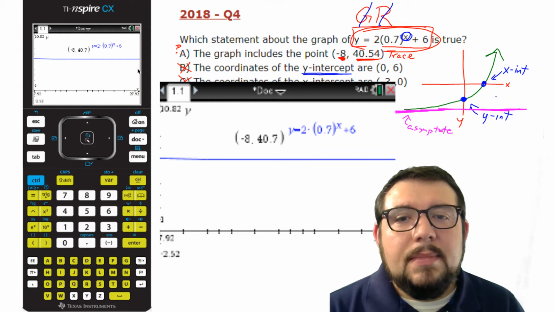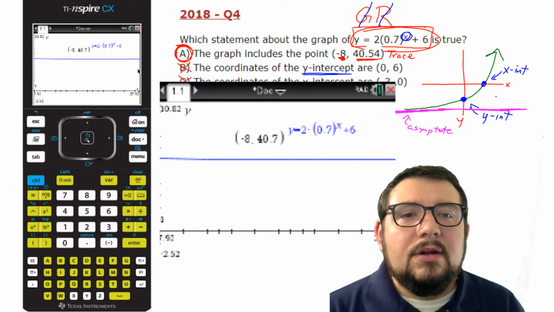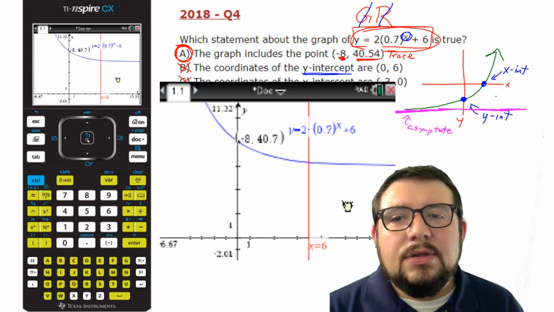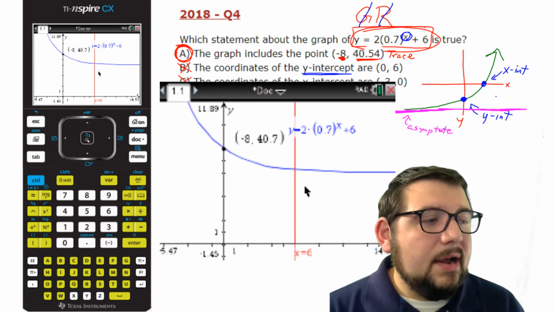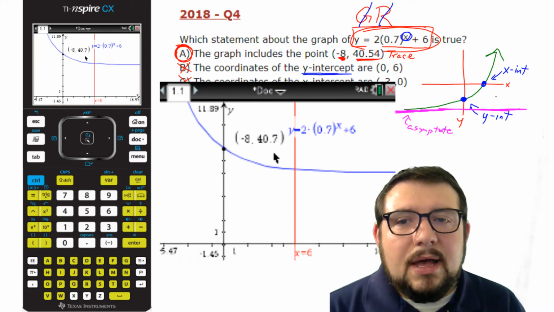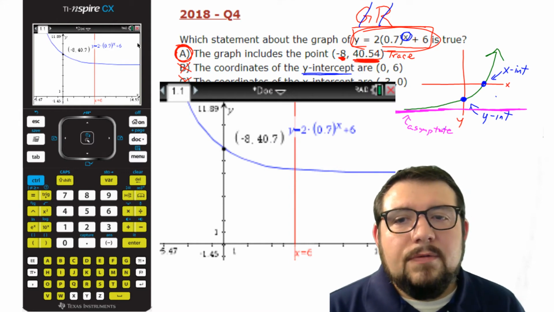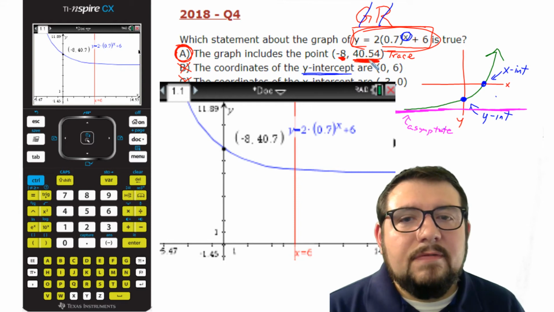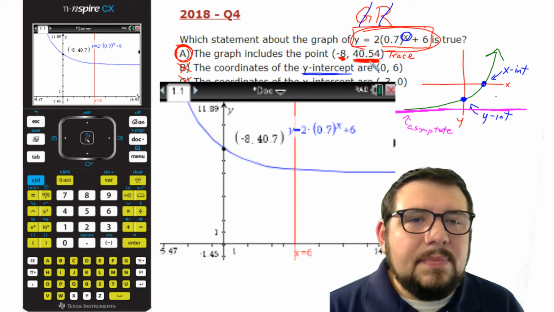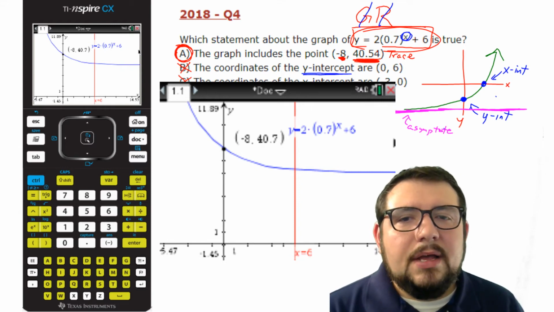Okay, so that means I'll go back and choose the choice that we question marked before, choice A. In a way, I'm kind of glad that happened, because now you can see one important thing that I always tell students, which is calculators estimate. So 40.7, and here on the STAAR it said 40.54. Well, 40.7 is really close to 40.54. So should I keep it, should I not keep it?